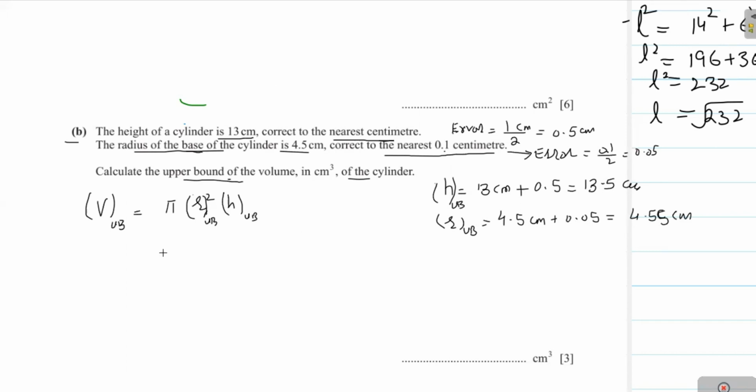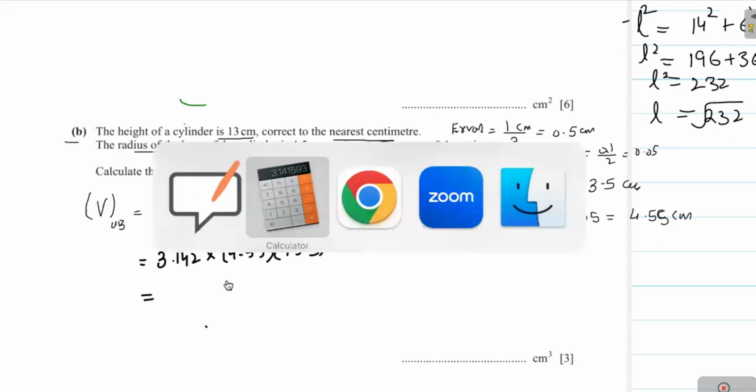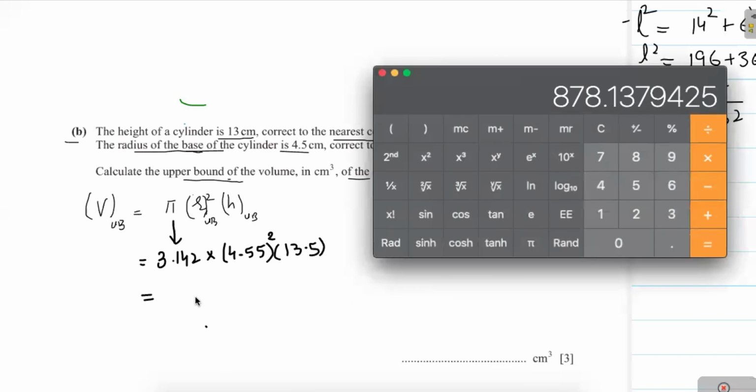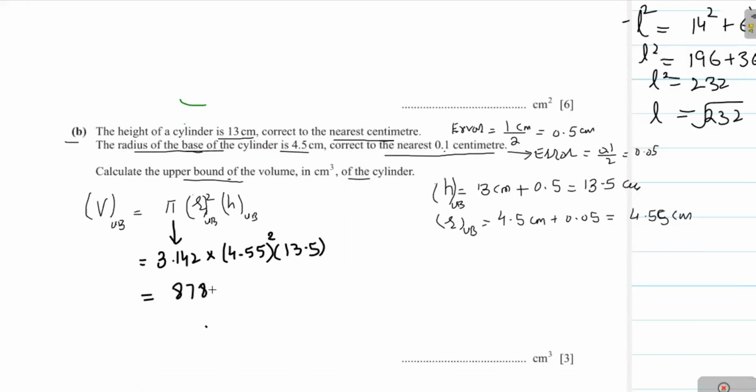Now we substitute the value here. This is 3.142. Value of pi is 3.142. Radius here is 4.55 and square, multiply 13. Height is 13.5. Now we calculate this value, which will be equal to 878.1 cubic centimeter, and this is the answer.